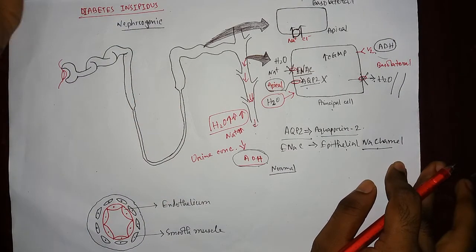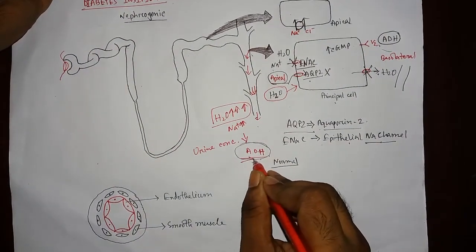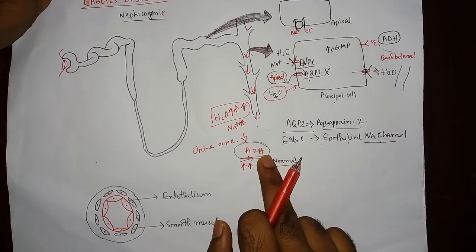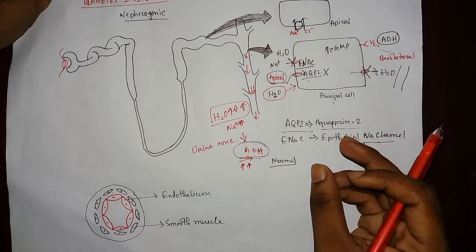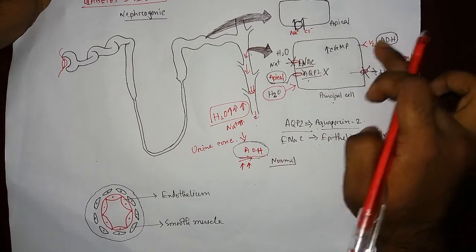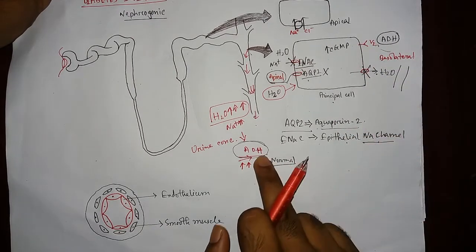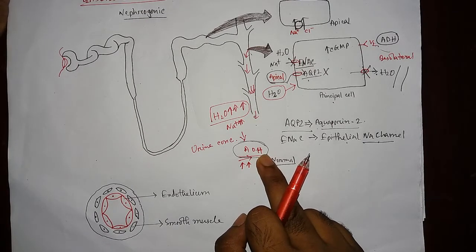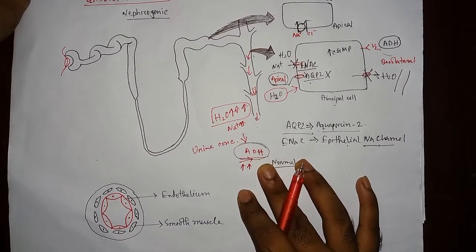And in these circumstances, if you give ADH into the circulation, it cannot work. Why? Because there is already a sufficient amount of antidiuretic hormone in your blood, though it cannot bind with the V2 receptor. So if you give antidiuretic hormone to the patient, it will not give a sufficient action, and the patient will not become better.